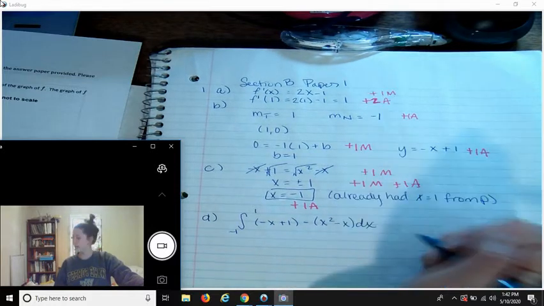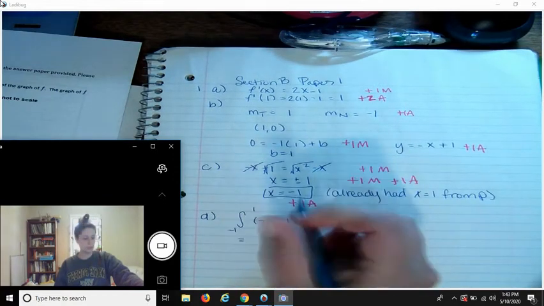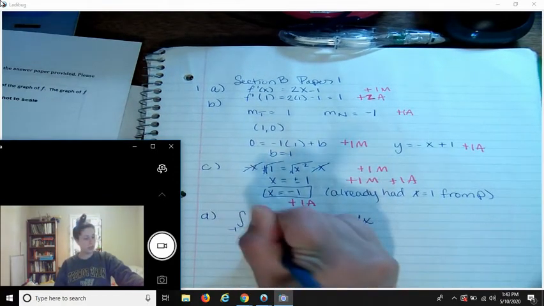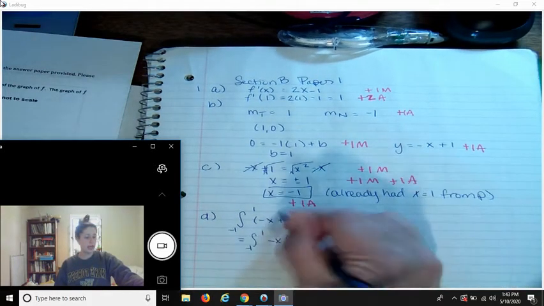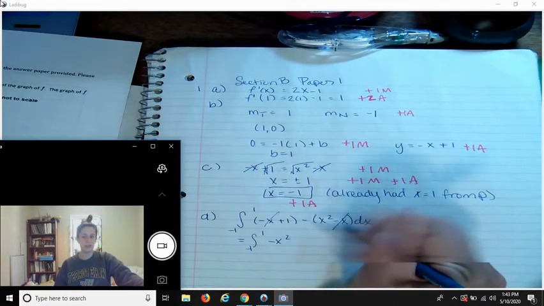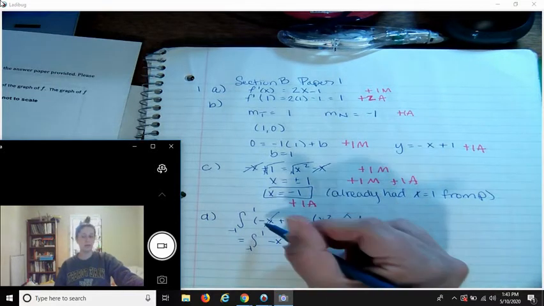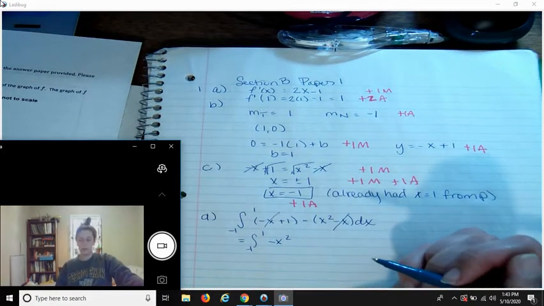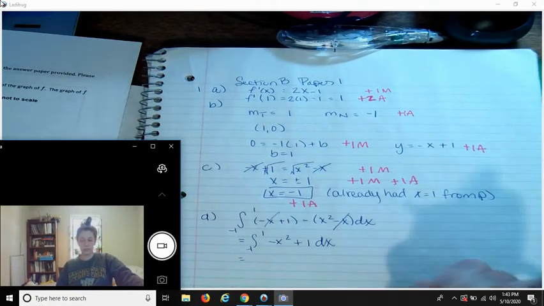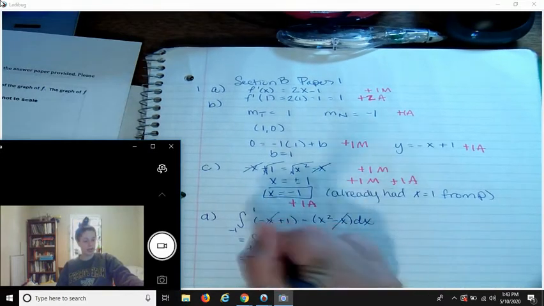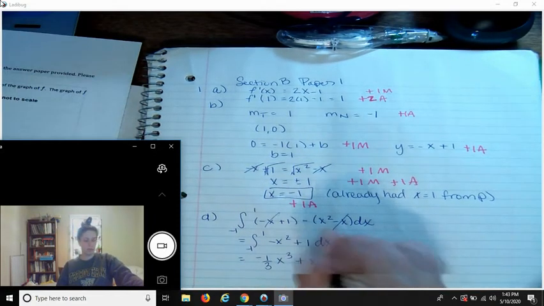This is not calculator active, so you actually have to do all this out. So when we do this, I should end up with -x squared. These guys are going to cancel because I have a double negative on this x, and that double negative is going to give me a positive x, which cancels out with that negative x. And then plus 1. When I actually integrate negative x squared plus 1, I should get negative 1/3 x cubed plus x from negative 1 to 1.